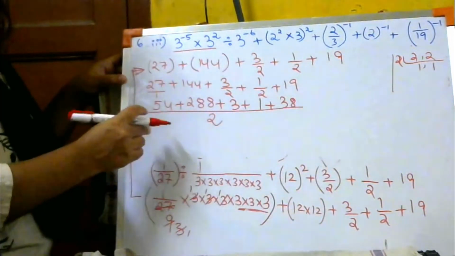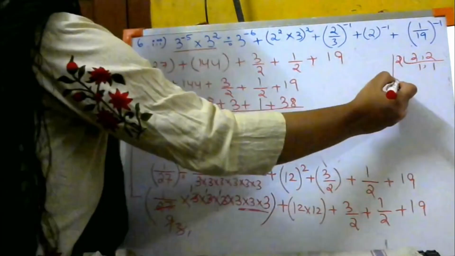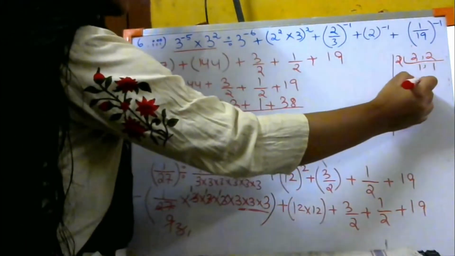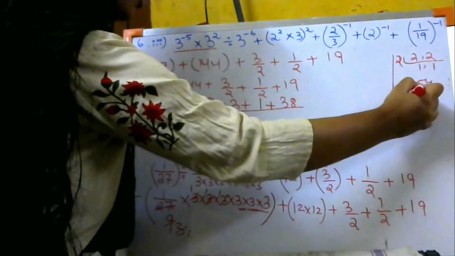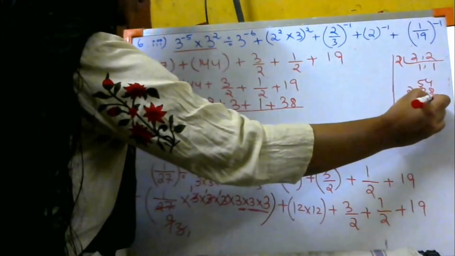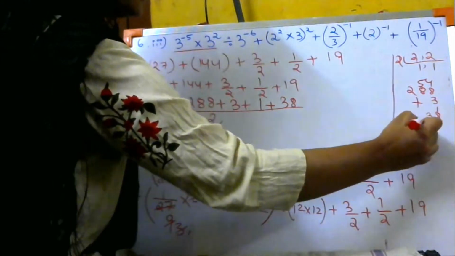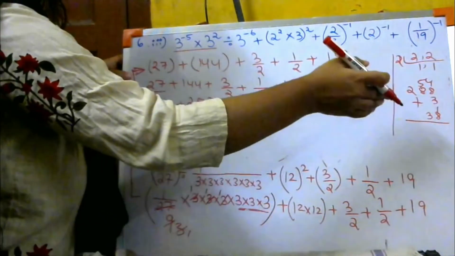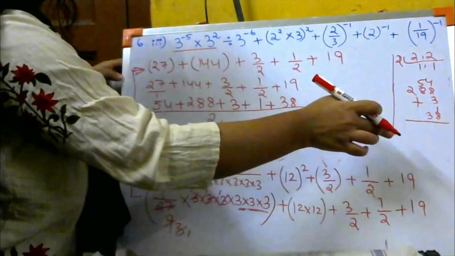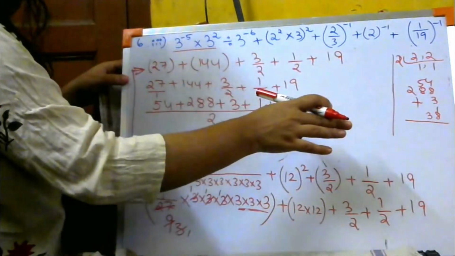So what you are going to do, you are going to add whatever is on the top. You can do it in the rough work. Let us add this: 54, 288, 3, 1 and 38. Just place them properly. Units, tens, hundreds, place them properly. Don't place them upside down and then write a wrong answer.